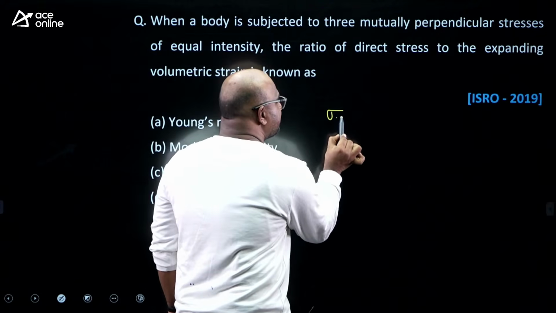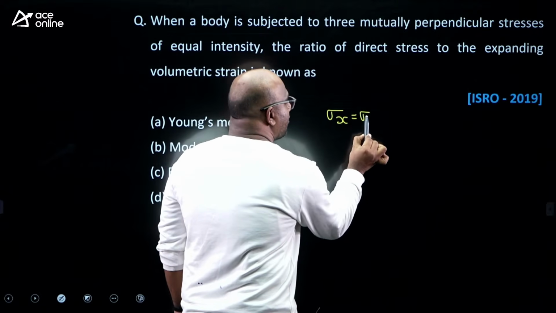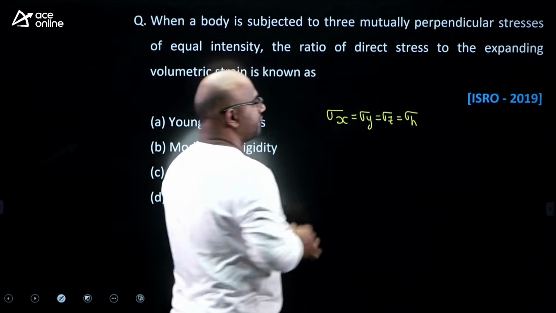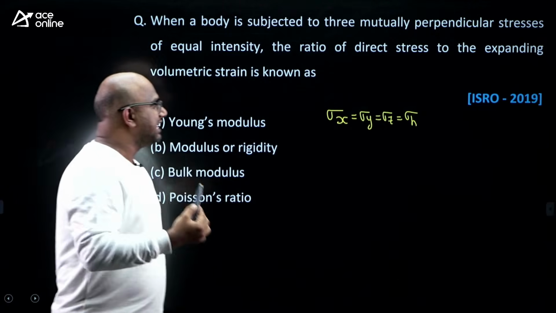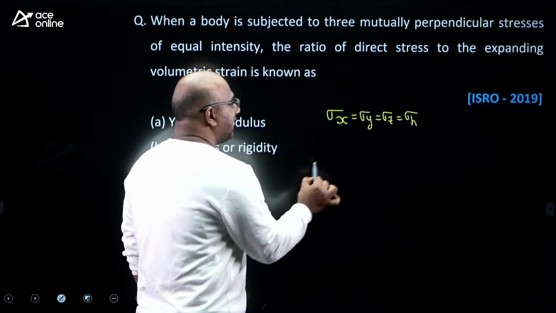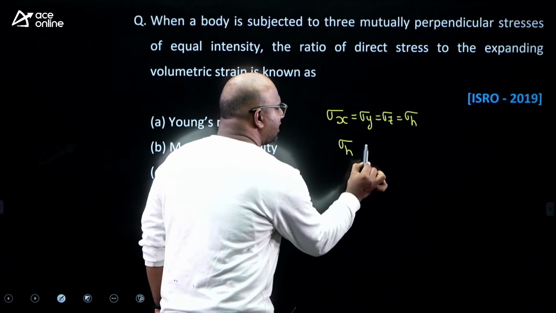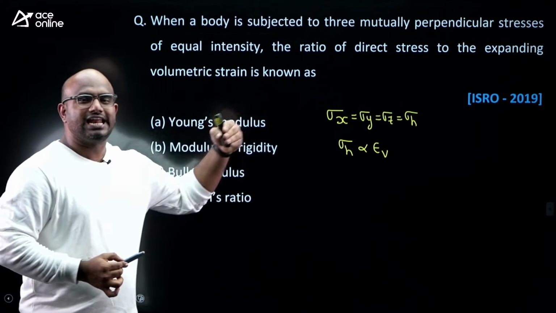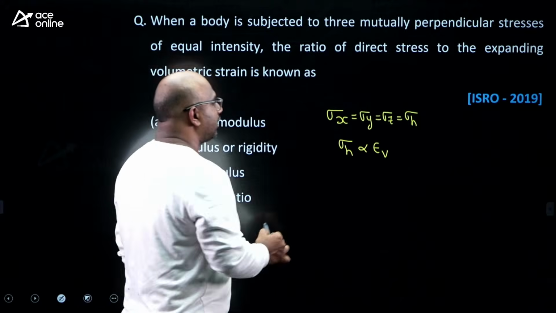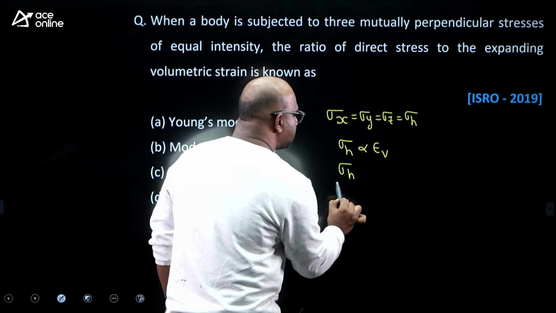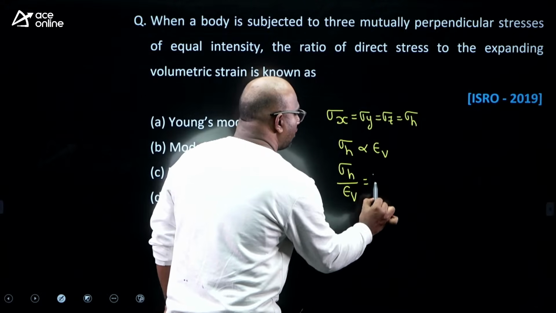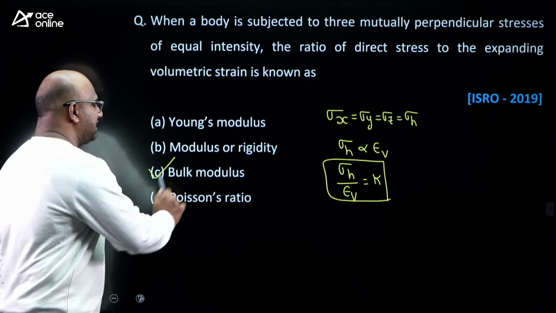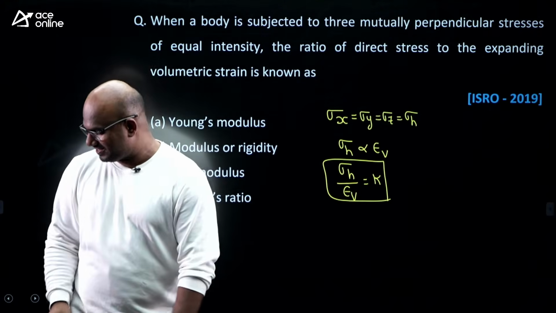I can write sigma x equal to sigma y equal to sigma z equal to how much, guys? Sigma h itself. Then if I know the hydrostatic stress, directly I can say it changes the volume. That's why hydrostatic stress is directly proportional to volumetric strain. So what is the ratio here? Sigma h by volumetric strain must be equal to how much, guys? Bulk modulus. Option C is the right answer, guys. That's great.